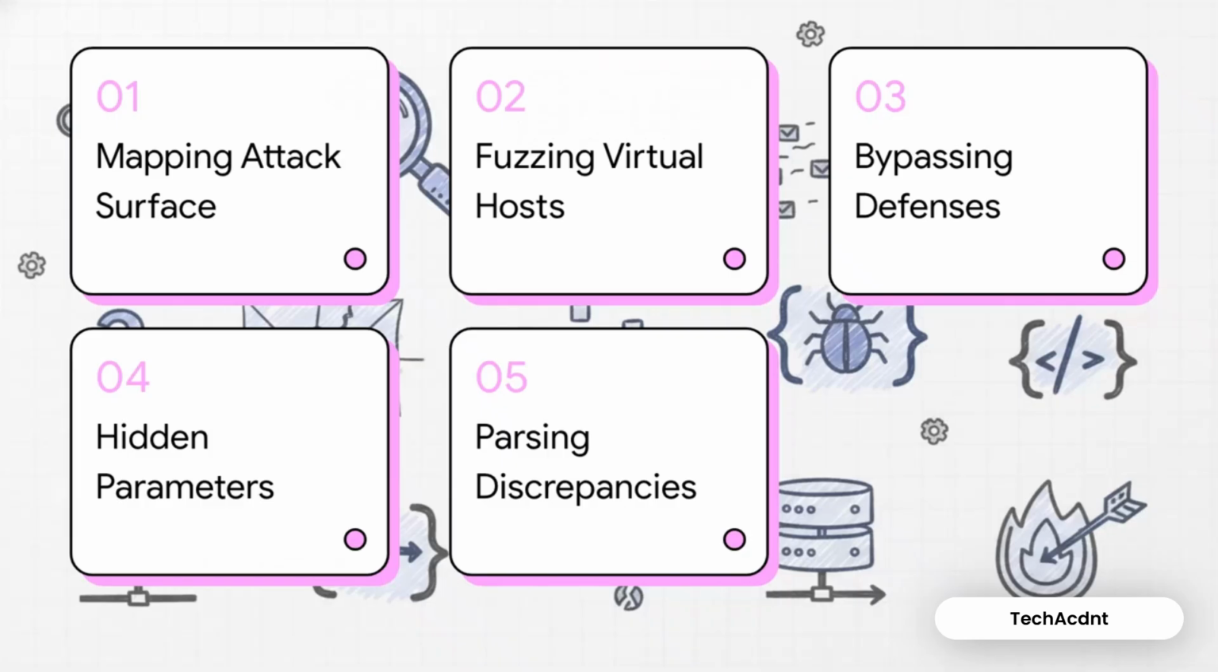Here's our recon funnel roadmap for the session. We'll hit mapping the attack surface, fuzzing for virtual hosts, bypassing automated defenses, hunting for hidden parameters, and finally, finding parsing discrepancies. Let's jump right in.